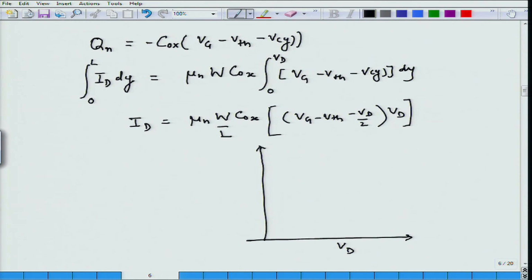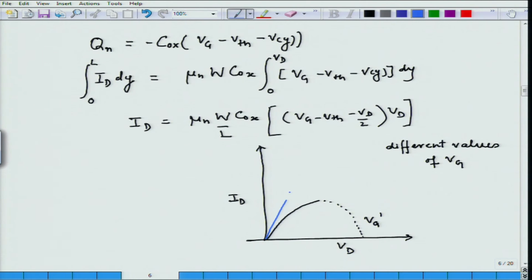So, if I now try to plot V_d versus I_d, once again for different values of V_g, I am going to get curves. For a particular value of V_g', the first curve; the second curve will be at a higher V_g'', and V_g'' is greater than V_g'. For an even higher value of V_g, the curve is going to be even higher than this.